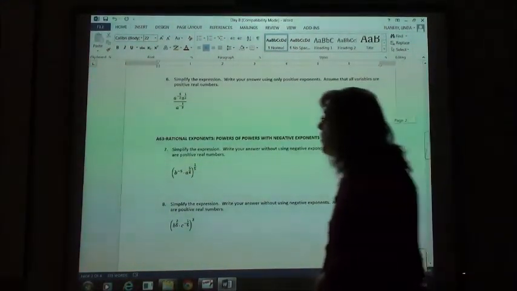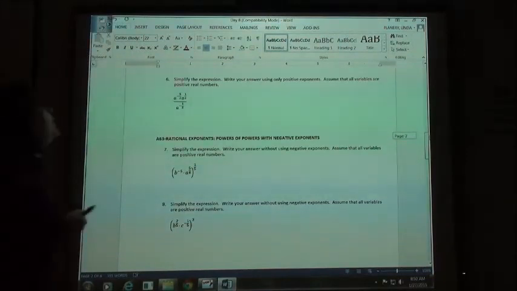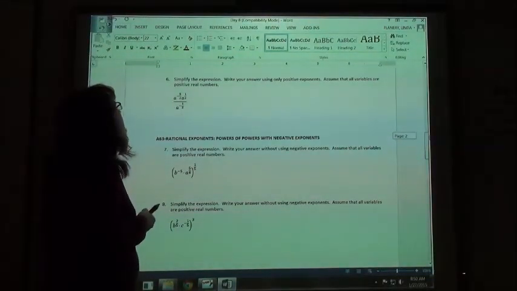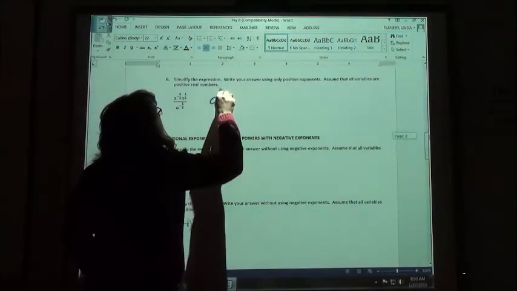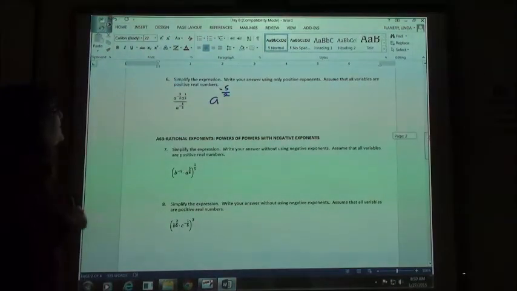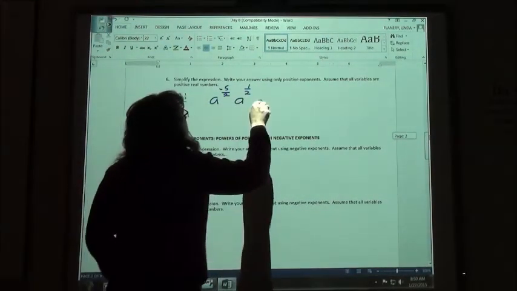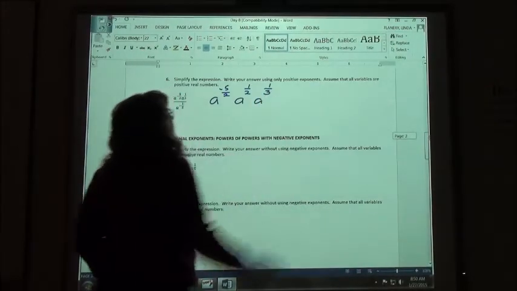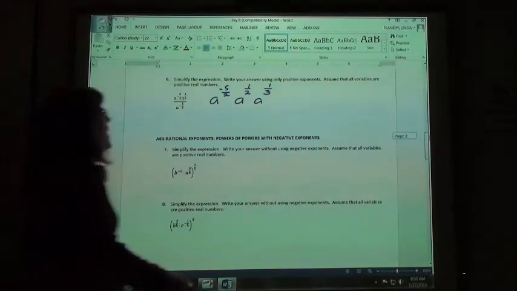So number 6, if we rewrite that one so it's just a multiplying problem, what should I have? A to the negative 5 halves. A to the 1/2. A to the 1/3, exactly. So that 1/3 became positive instead of negative, and now I'm going to add my exponents.